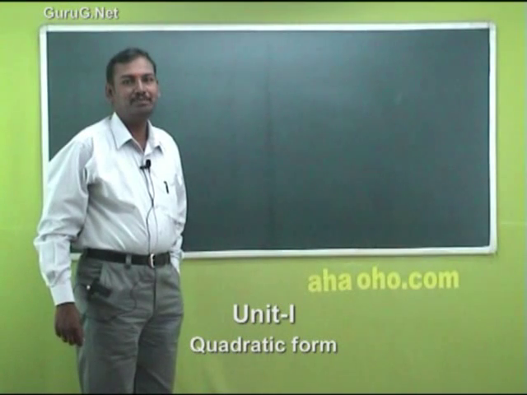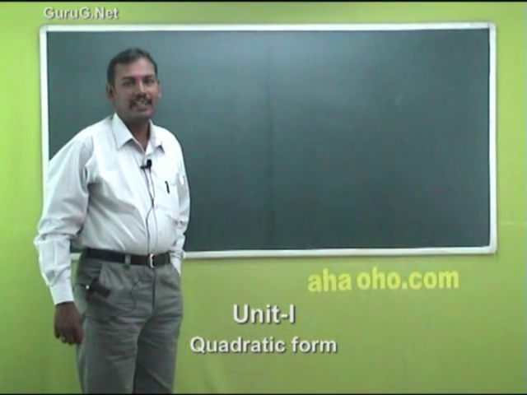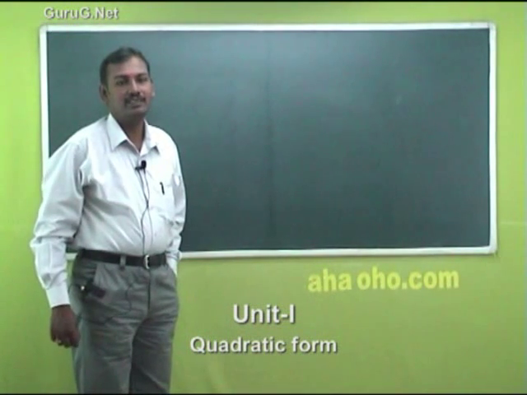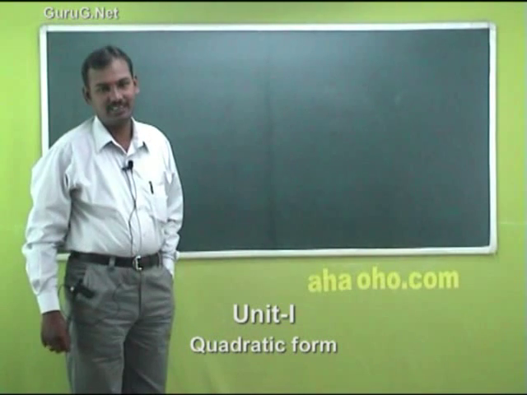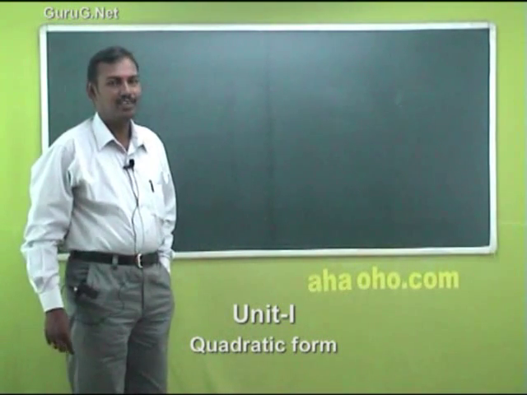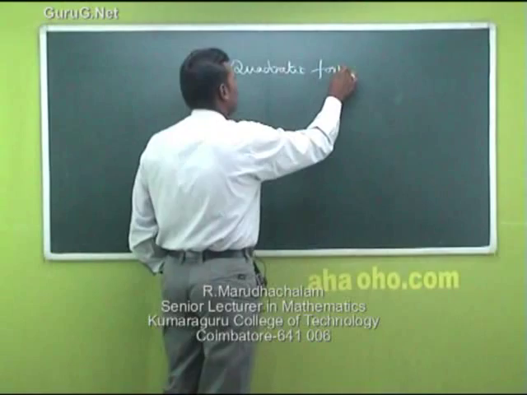என்ன பார்த்தோம் நம்ம diagonalization of matrix through orthogonal transformation. இன்னைக்கு நம்ம என்ன பார்க்க போறோம்னா quadratic form. So quadratic forms என்ன?